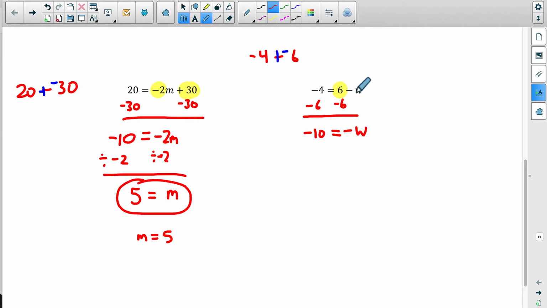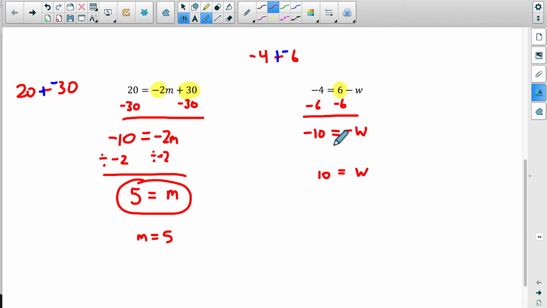But remember, we've got to get used to our takeaways turning into negatives like this. So we have negative 10 equals negative W. Now, at this point, you might just be able to figure it out, because if negative W equals negative 10, then positive W, which we want, probably equals positive 10, and that's fine. You don't have to show me that step if you don't want to.